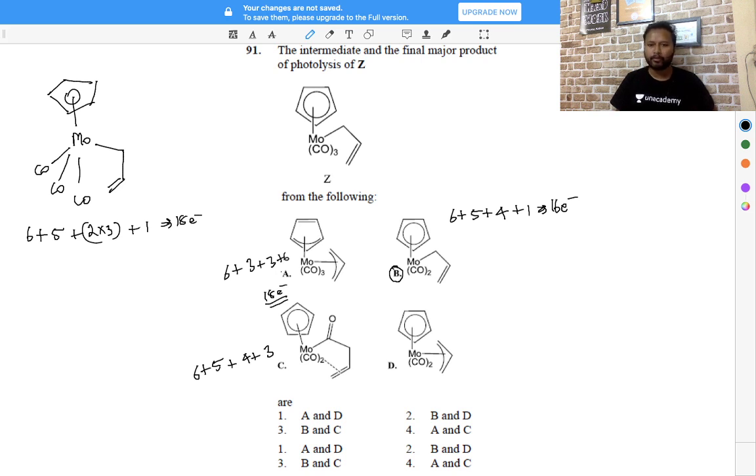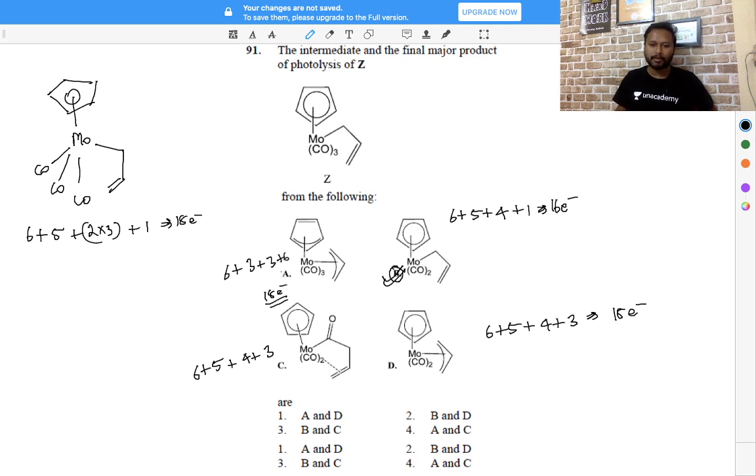Going to option number 4: it also has 6 electrons plus 5 from Cp plus 4 from carbonyl and 3 from there. So again it's an 18 electron species. So the only intermediate which is possible over here is option B. So B will be your intermediate.